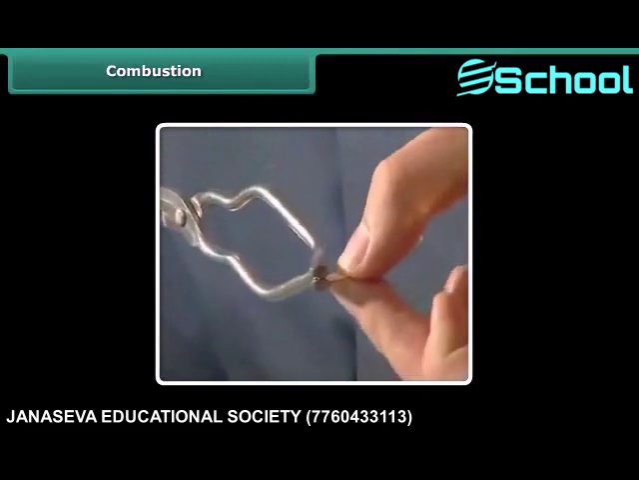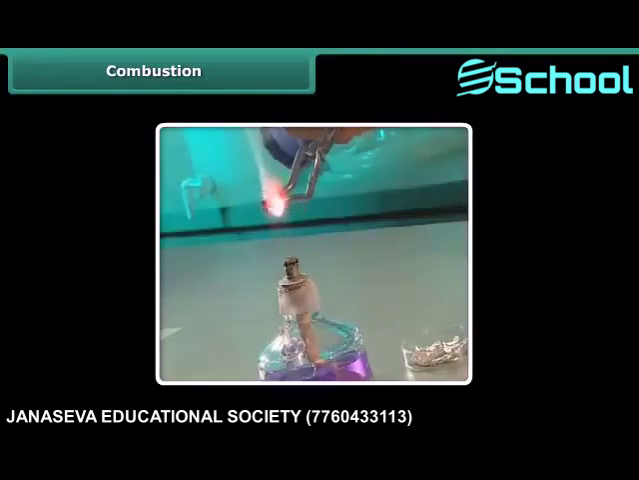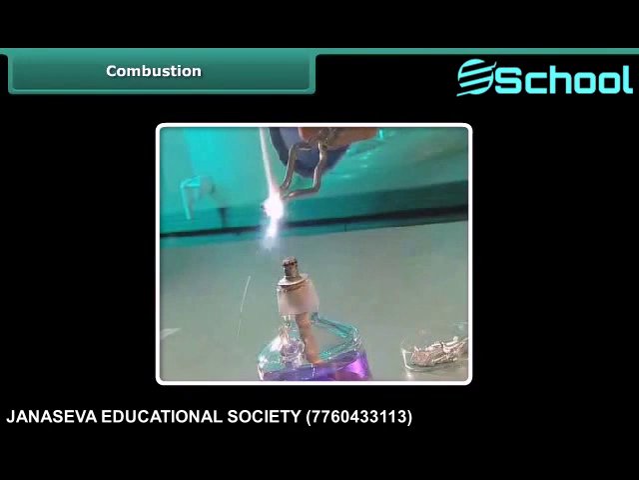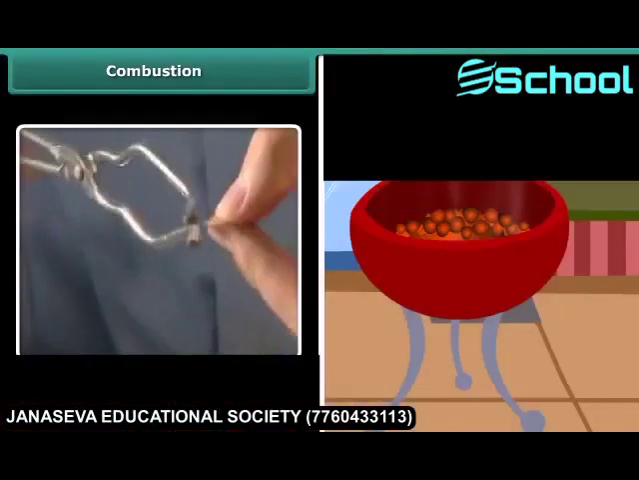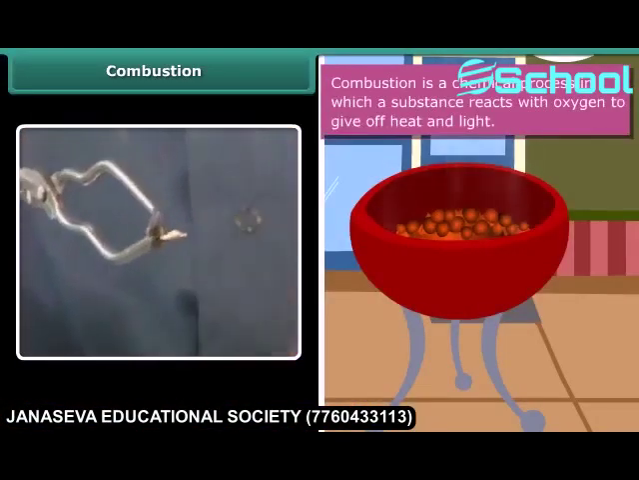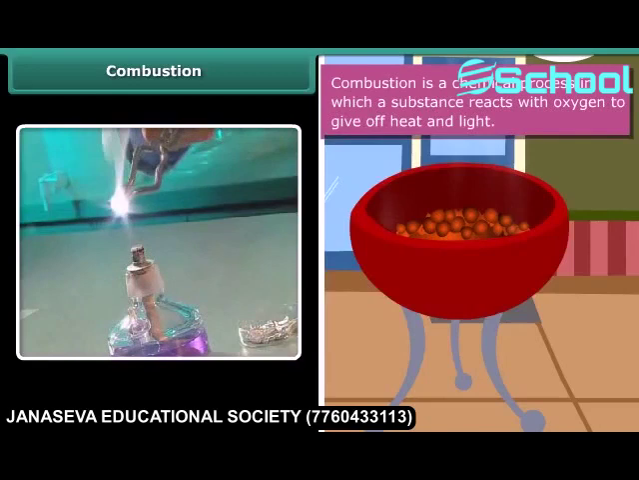Rohan is performing a simple activity. He is burning a magnesium wire on a flame. Notice carefully. Heat and light are also produced along with magnesium oxide. Now look at the burning of coal. This burns in air producing carbon dioxide, heat and light. In both the examples, the substances are reacting with the oxygen of the air to produce heat and light. This process is called combustion.